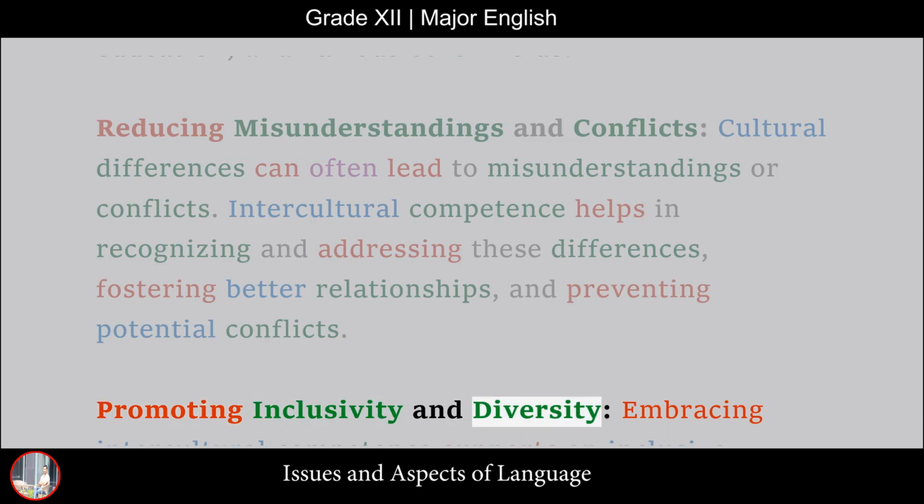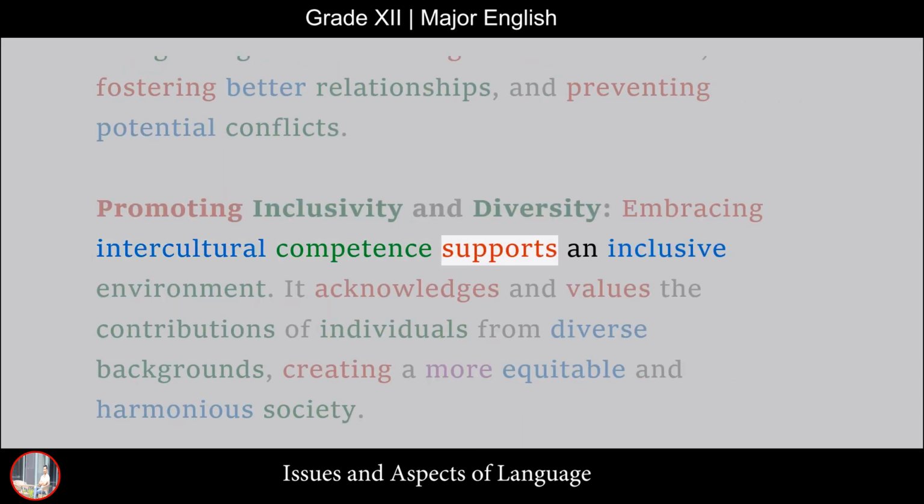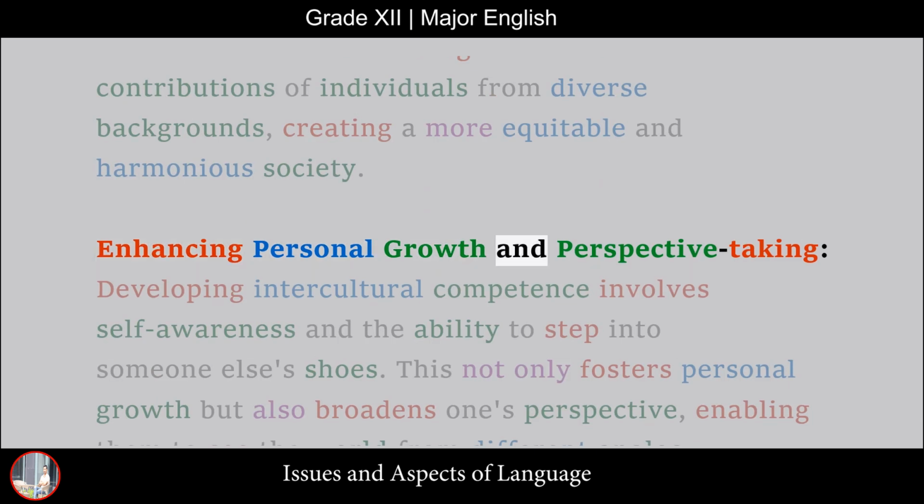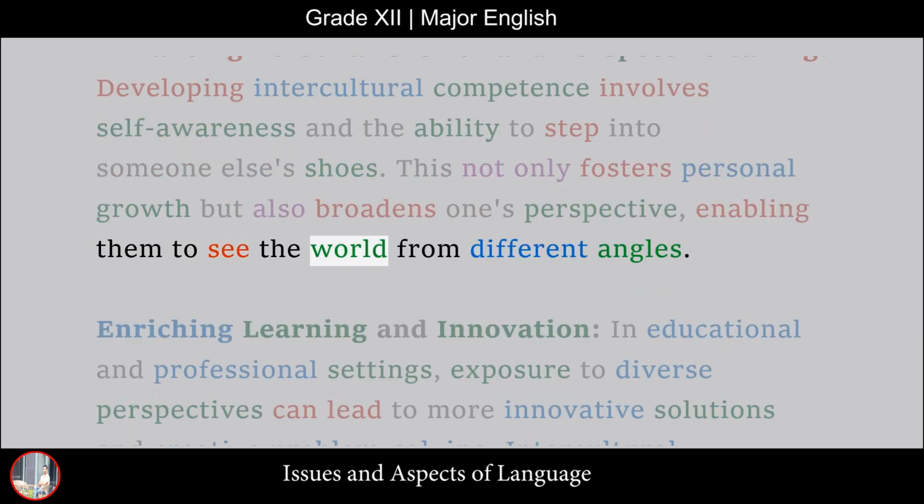Promoting inclusivity and diversity. Embracing intercultural competence supports an inclusive environment. It acknowledges and values the contributions of individuals from diverse backgrounds, creating a more equitable and harmonious society. Enhancing personal growth and perspective-taking. Developing intercultural competence involves self-awareness and the ability to step into someone else's shoes. This not only fosters personal growth but also broadens one's perspective, enabling them to see the world from different angles.